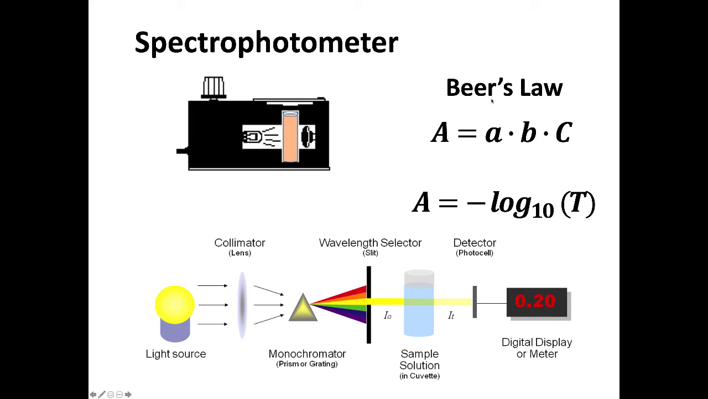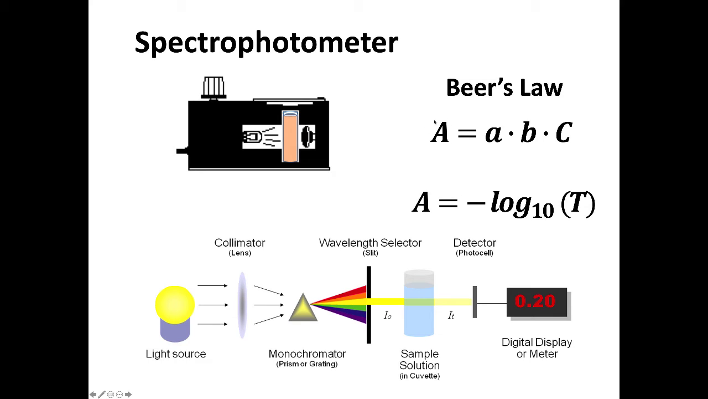You probably have run across this before. And the lowercase a and lowercase b are constants that depend both upon what's called the path length, so how big your cuvette is, how wide a path the light goes through that contains colored solution, and then there's also a constant that depends upon the specific solution that you're dealing with. And those don't really matter for us right now.